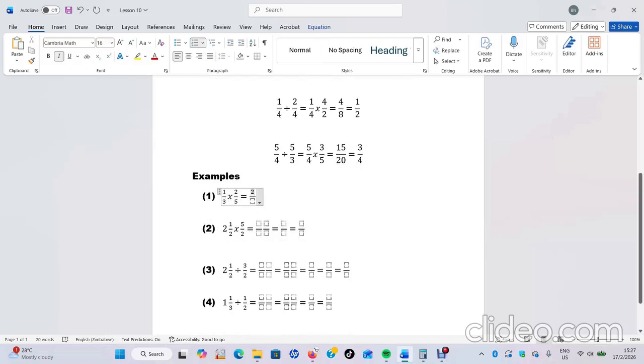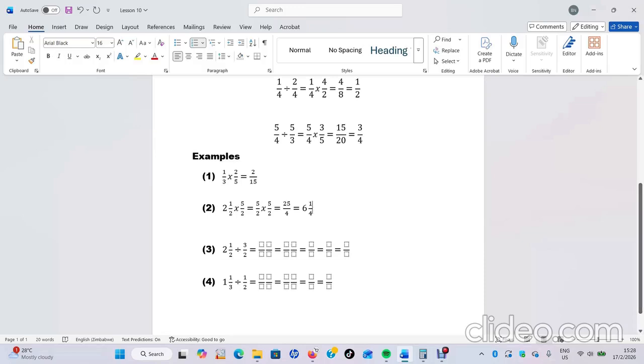1/3 times 2/5. We go ahead, 1 times 2, 2, 3 times 5, 15. This fraction is in its simplest form. Now 2 and 1/2 times 5/2. Let's convert that mixed number into an improper fraction. We did that last time, a mixed number into an improper fraction. So we'll get 5/2 times 5/2. 5 times 5, 25, 2 times 2, 4. And that one is an improper fraction. We need to express it as a mixed number, unless you specify that you must leave it as an improper fraction.